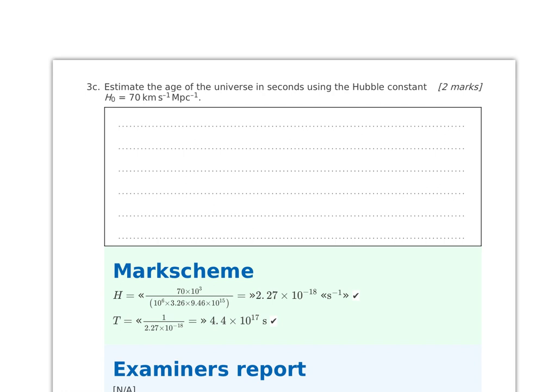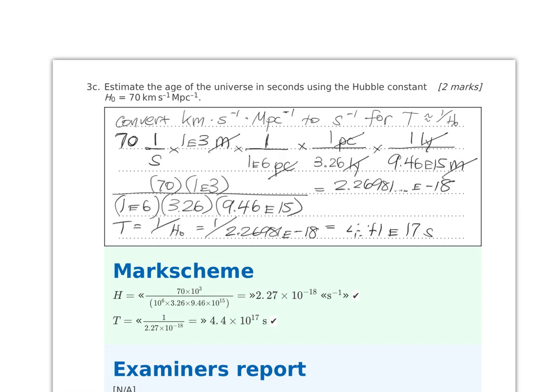Once we've converted the Hubble constant into 1/seconds, then it's simply 1 over the Hubble constant to get our time as 4.41 times 10 to the 17 seconds. Actually 4.4, since the original number was 70. So we'll say 4.4 times 10 to the 17 seconds.